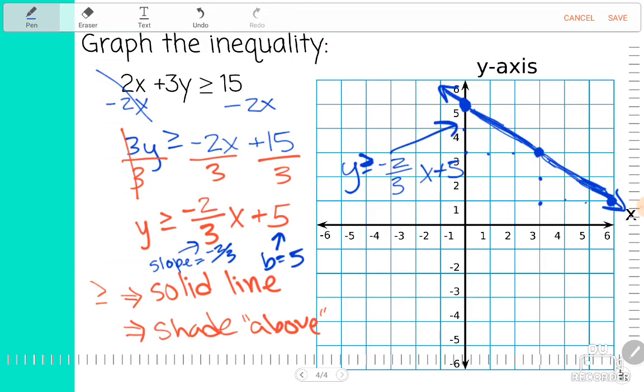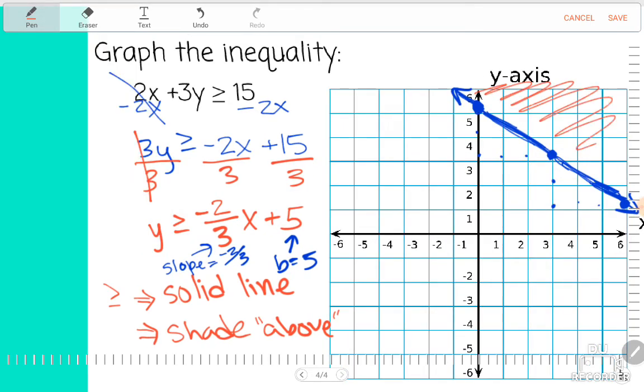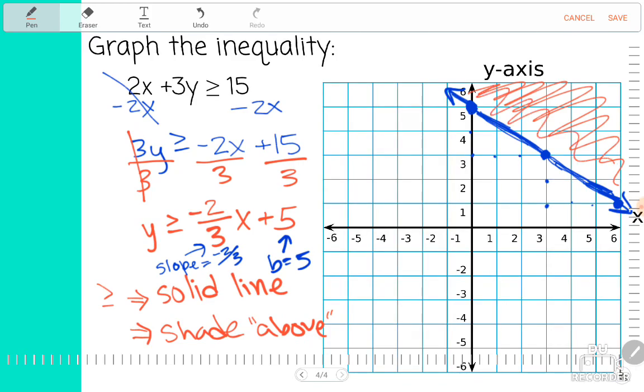hopefully, makes sense that the area we're going to shade is this region up here. Okay, so that's kind of above the line. Okay, you can focus in on the y values, so it's above here. Okay, which means we shade this half.